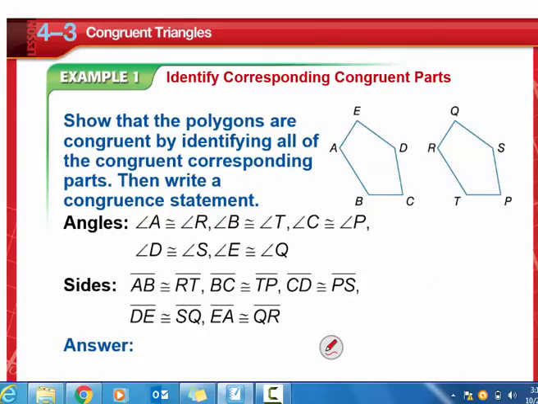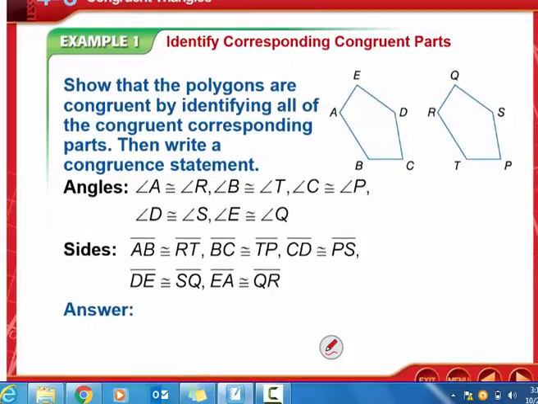All right, so I need to show that the polygons are congruent by identifying all of the congruent and corresponding parts, and then I'll write their congruence statement. So given, I have that angle A is congruent to angle R, angle B is congruent to angle T, angle C is congruent to angle P, angle D is congruent to angle S, and angle E is congruent to angle Q.